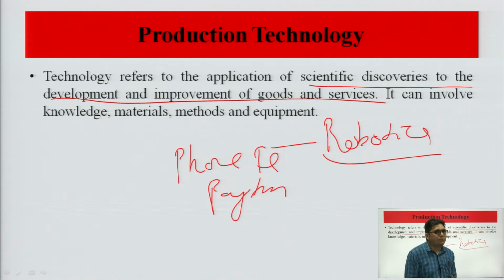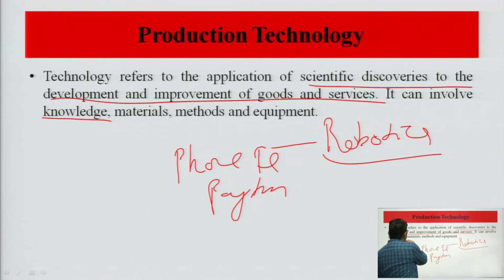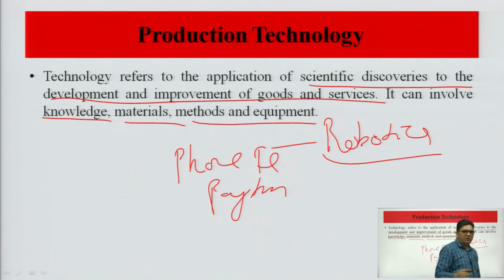So, production technology indicates how our production is more dependent on or driven by technology, and how technology supports and facilitates an increase in the overall productivity of the organization. Technology refers to the application of scientific discoveries to the development and improvement of goods and services. It can involve knowledge, material, methods and equipment. All these need to be developed, and in totality, this is how the overall productivity of the organization can be increased.